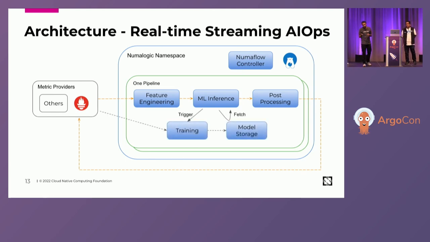In case it does not have a model, it triggers online training. This happens through Argo workflows. We trigger the model training. The provider is, again, Prometheus. It reads the data, trains the model, puts it into a model storage. We use MLflow from here. And this is what the ML inference system will talk to, to get the model in place.